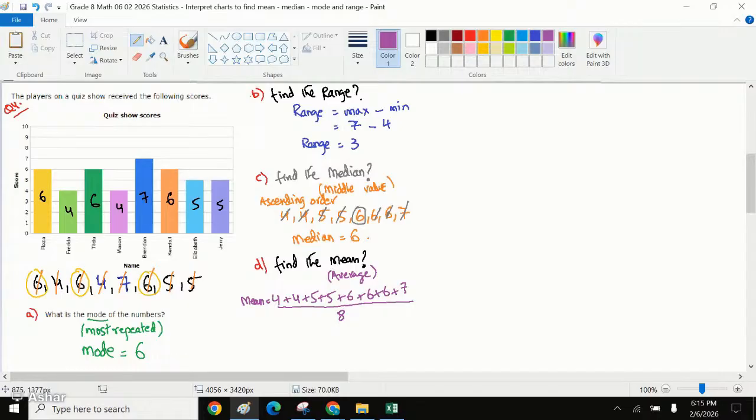Can we add the numbers? 4 plus 4 is 8. 8 plus 5 is 13, plus 5 is 18. Right? Plus 18. 6 plus 6 plus 6 is 18. Plus 7. It comes out to be 43 upon 8. When 43 is divided by 8, I'm using a calculator just to find the answer, right? So we can say 5.375 is the average or the mean score. Okay, that means if everyone got 5.375, the total of the scores would be 43. Agreed?